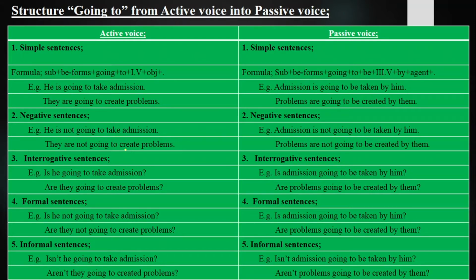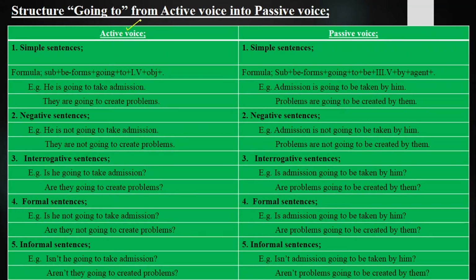The structure "going to" is used for the nearer future, that future which is quite near. "I will teach you" and "I am going to teach you" have quite a difference. "I will teach you" may have a specific time, and "I am going to teach you" means it is about to start. It is quite near and close to being started. And how you are going to change the sentences of "going to" from active voice into passive voice, that is our main target to discuss.